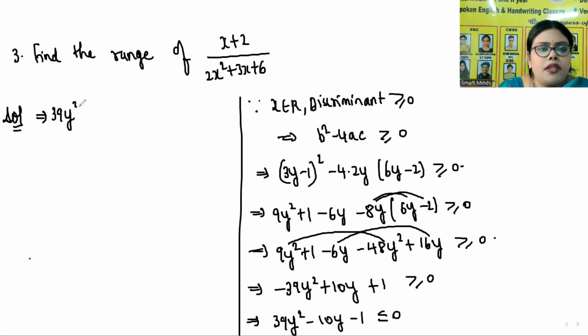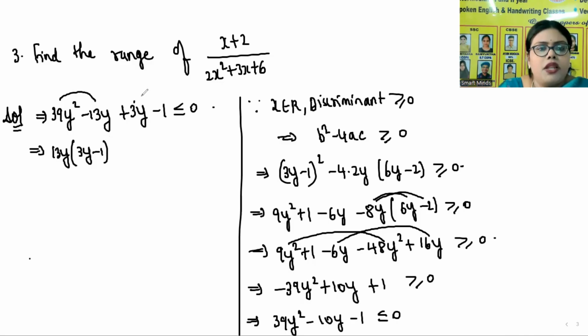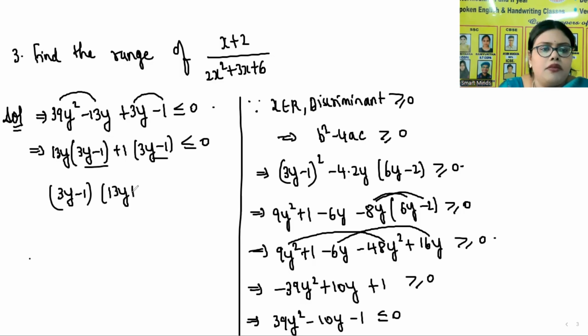39y square minus 10y, we can write it as minus 13y plus 3y minus 1 less than or equal to 0. Now from these two terms we can take 13y common. So we get 3y minus 1. From the last two terms we take 1 common. So we get 3y minus 1. Now again 3y minus 1 common. So 3y minus 1 into 13y plus 1 less than or equal to 0.